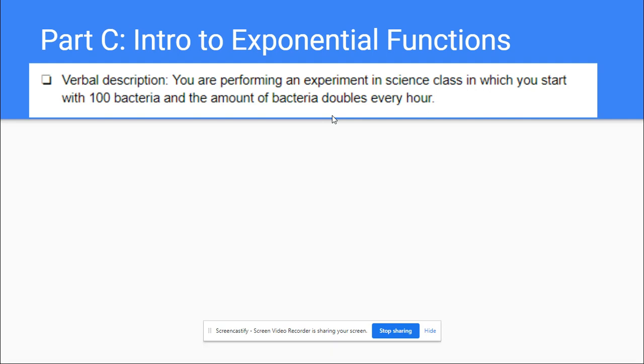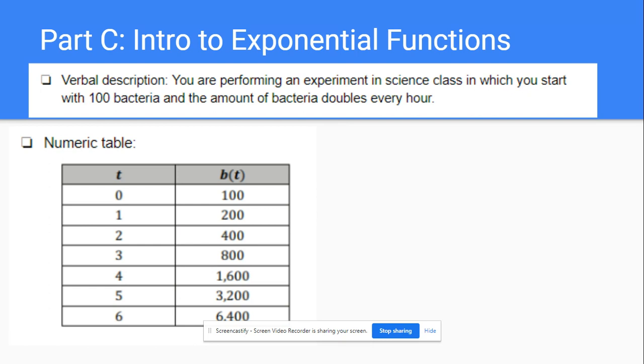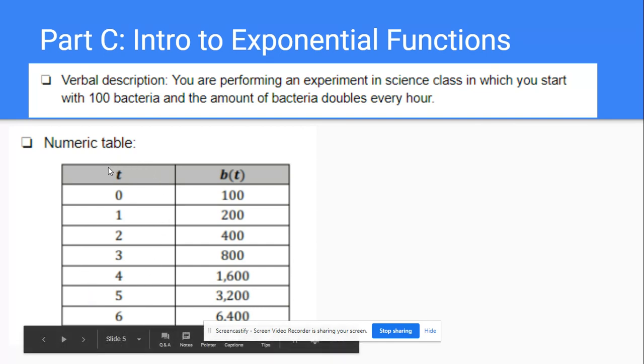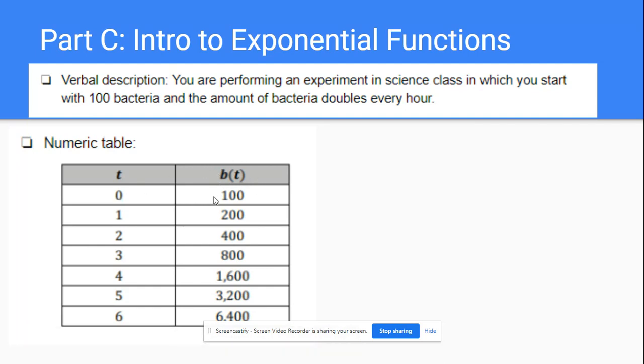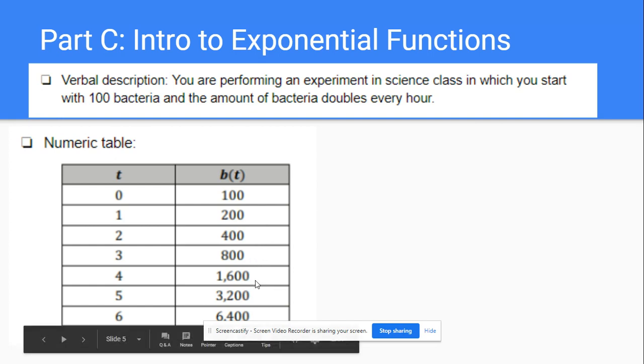That's a keyword. If we look at the numeric table of an exponential function, we still have our independent variables. T in this case is the same thing as x. B of t is the same thing as y, so we have our ordered pairs just like we would in every other table. But in this case, if we go to look at that common difference, we are not adding or subtracting by any specific number every time. That's how we know it is not linear.